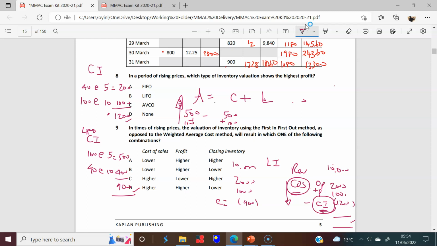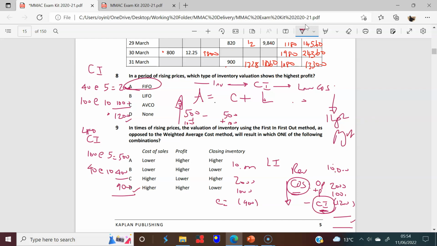So answering these two questions now, in a period of rising prices, what type of inventory shows the highest profitability? Well, it is the FIFO method, because you are leaving behind much more expensive inventory, which leads to higher closing inventory, which leads to lower cost of sales, which leads to higher profits. And again, this is what it's saying here.